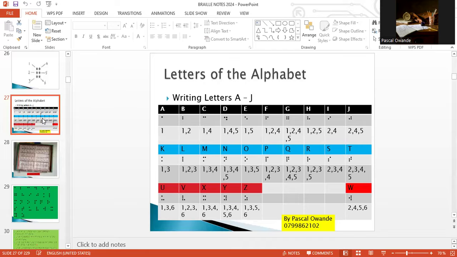We also position letter W, and for W we pick the dots of letter J. Check with me, which are the dots for letter J? Dot 2, dot 4, dot 5. Now we pick that letter J and bring it to the last layer, where we just add dot 6 to that J. So we have dot 2, 4, 5 for letter J, and then we add dot 6 to give us letter W. Therefore, letter W is dot 2, 4, 5, and 6.